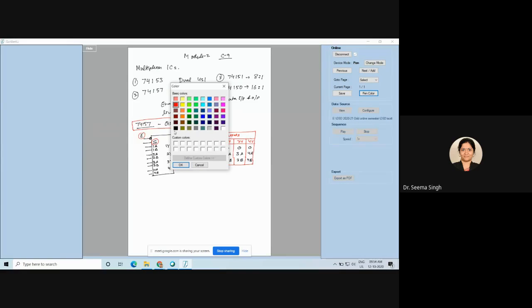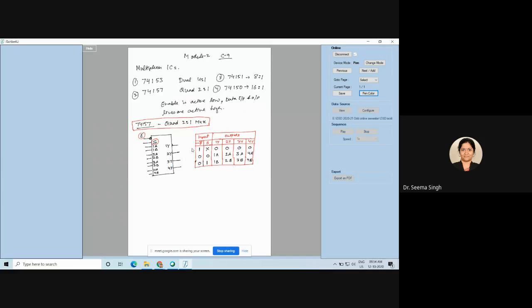Now let us go to our second. Any doubt in this one? Let me know. If no doubt, we will go to the next one. That is 74153 dual 4 is to 1 mux. Now dual 4 is to 1 mux. Again, we have common select line, but we have separate enable pins here. And the truth table is a little lengthier here, because so many conditions will come in this, no? So that is why.